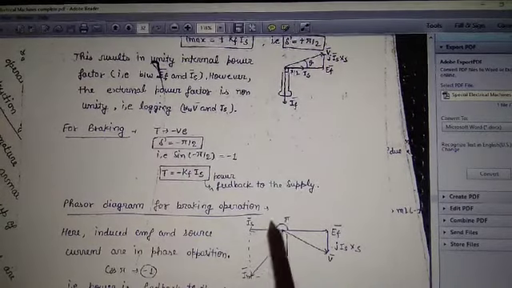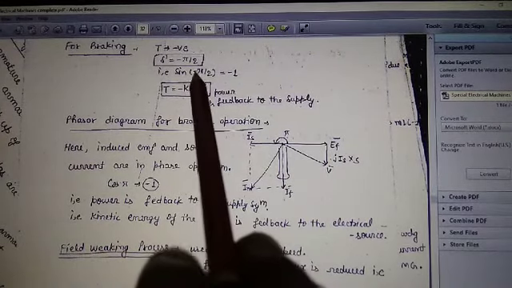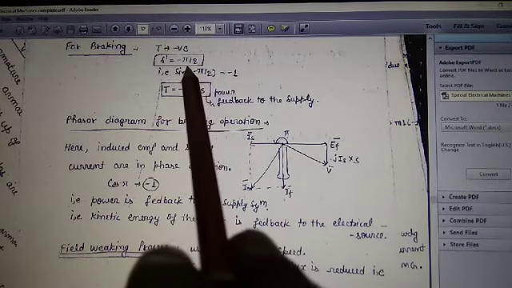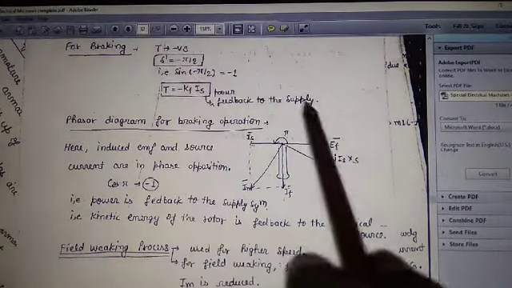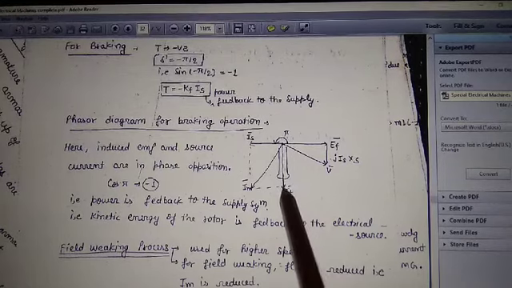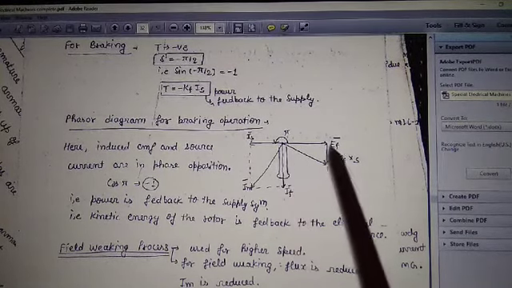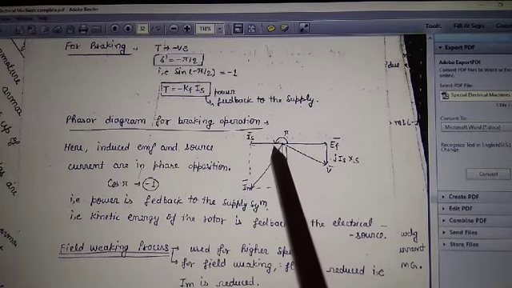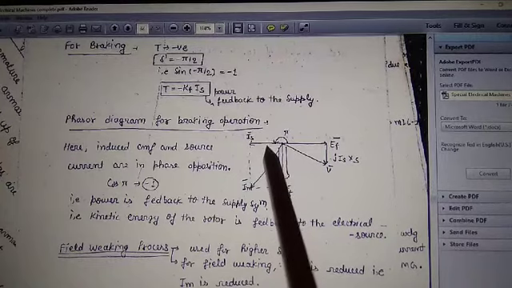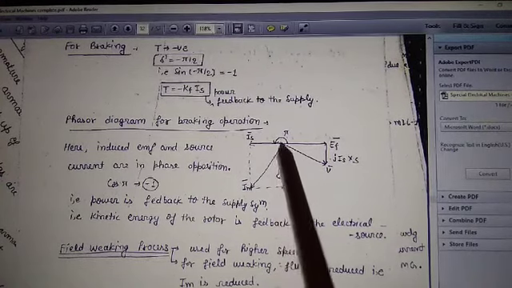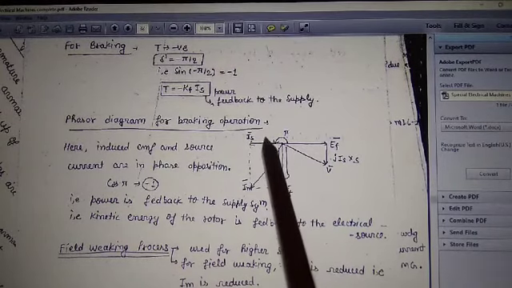Okay, the phasor diagram for braking operation. In this mode the angle between the field current and stator current is minus pi by 2. So this is your d axis, this is your quadrature axis. In the d axis we represent E_F, and the angle between the field current and stator current is minus pi by 2. So here we represent this side plus pi by 2, and this represents minus pi by 2.